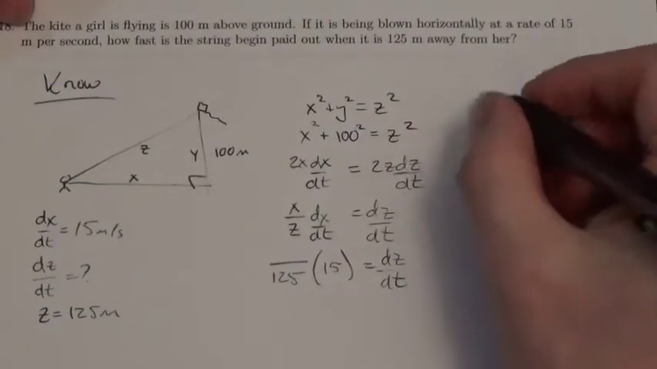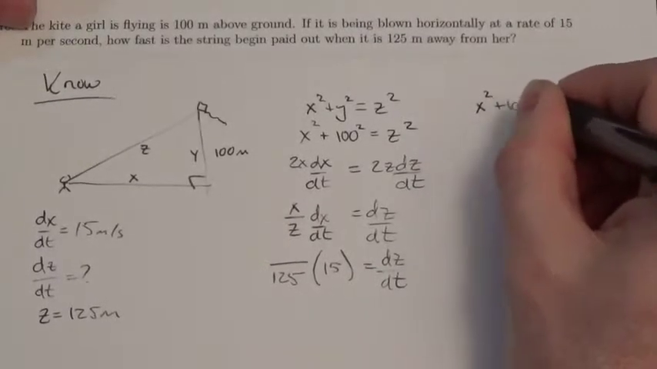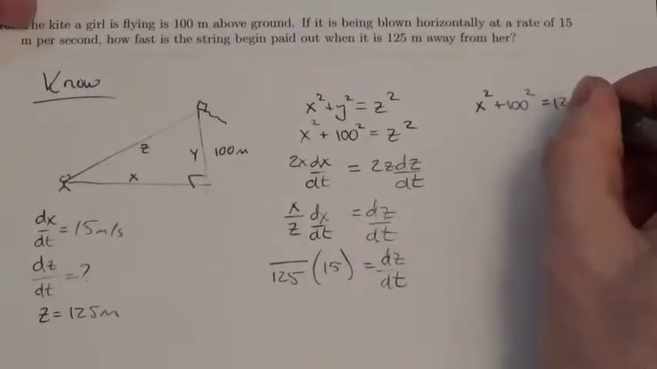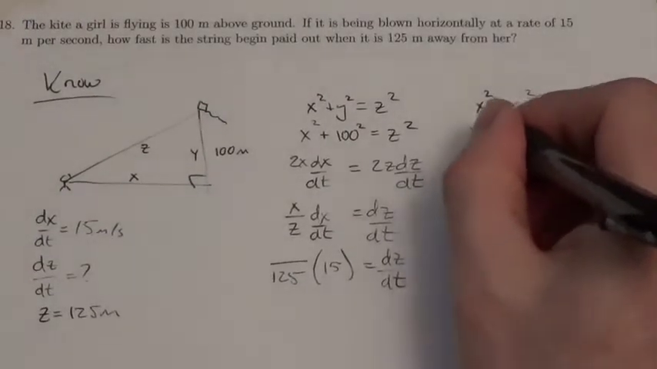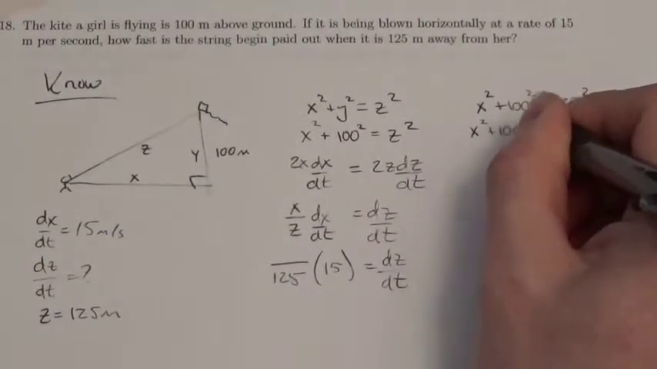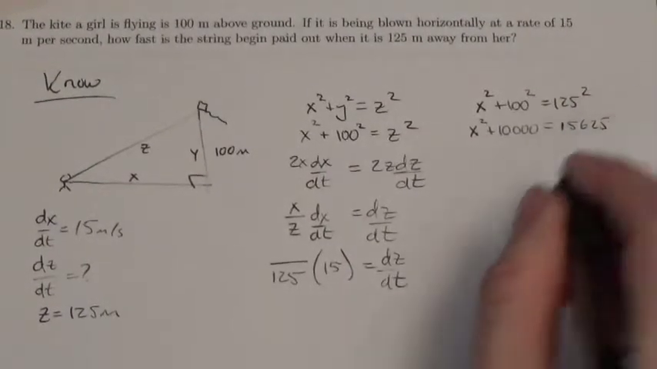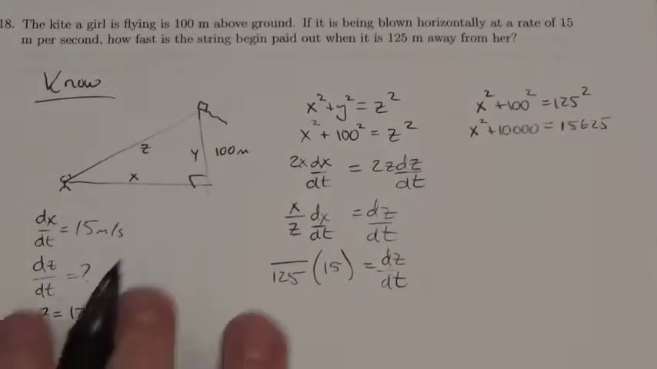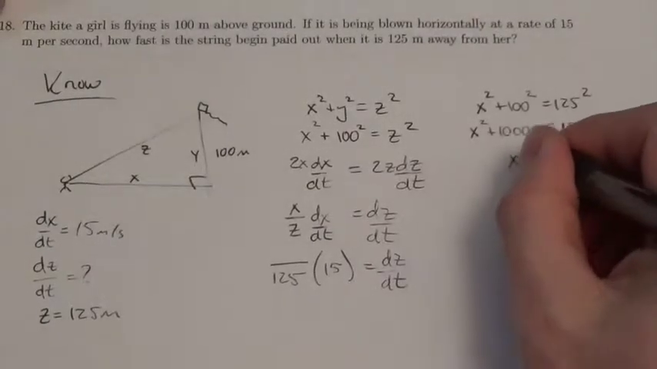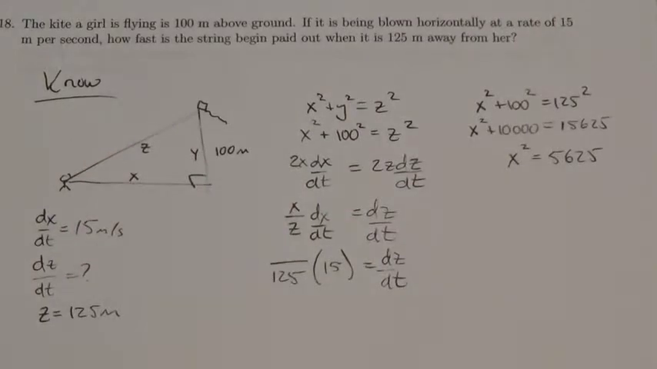So if I just come over here, I'm going to enter in what we know. We don't know x, that's what we're looking for. Okay, but we've got 100 squared. And then we know at that particular moment that we're interested in that the length of z is 125 squared. Well, 100 squared is going to be 10,000. 125 squared is 15,625. Okay, and so now all I got to do is move that 10,000 over. We get that x squared is equal to 5625.